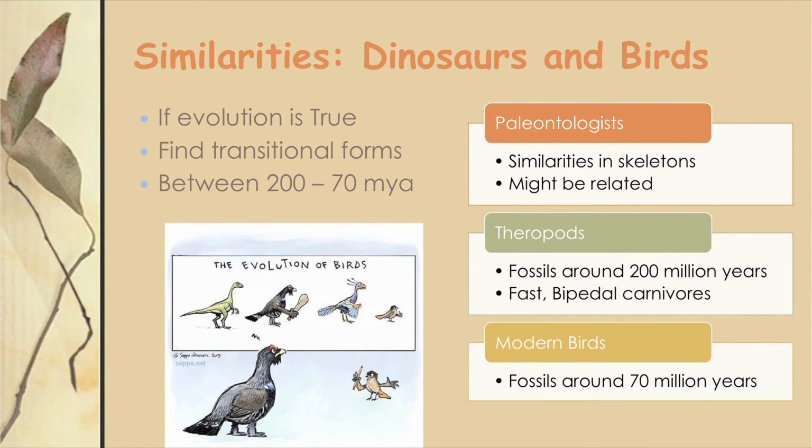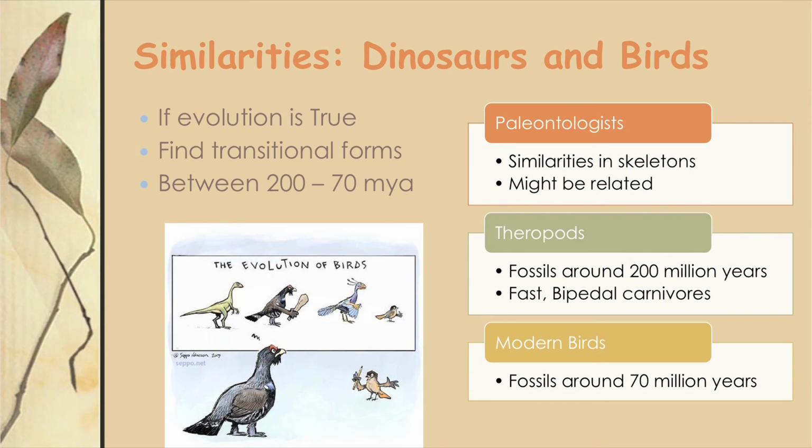Ever since the 19th century, paleontologists saw the similarities between skeletons of birds and some dinosaurs and wondered whether or not they were somehow related to one another. The theropod dinosaurs lived around 200 million years ago and were fast, agile, bipedal carnivorous hunters.